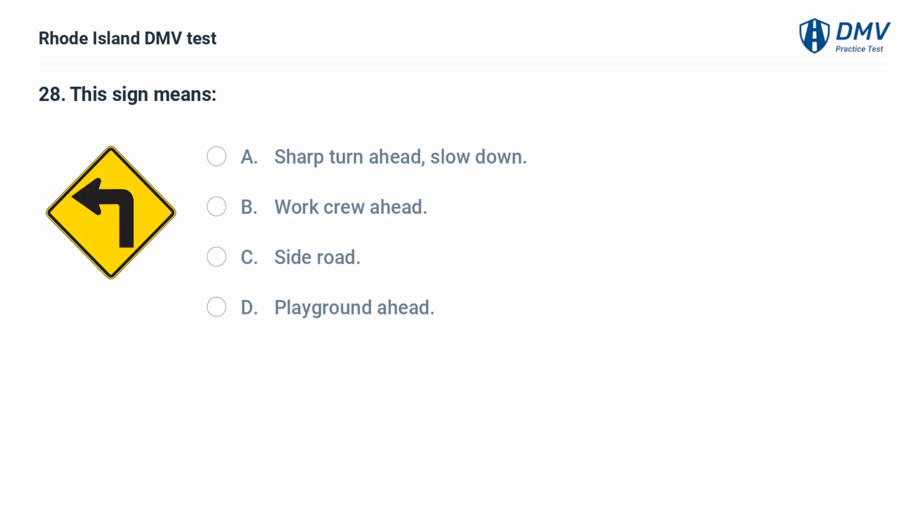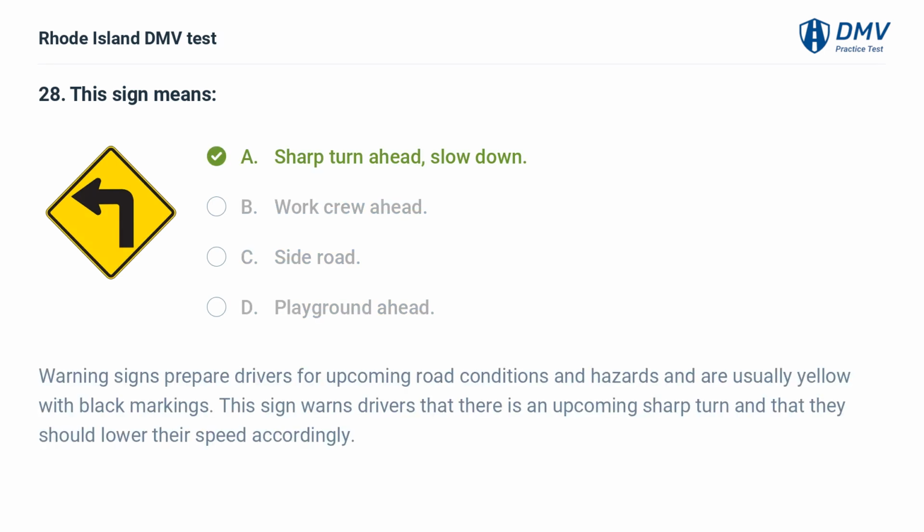This sign means A. Sharp turn ahead, slow down. B. Work crew ahead. C. Side road. D. Playground ahead. A. Sharp turn ahead, slow down. Warning signs prepare drivers for upcoming road conditions and hazards and are usually yellow with black markings. This sign warns drivers that there is an upcoming sharp turn and that they should lower their speed accordingly.